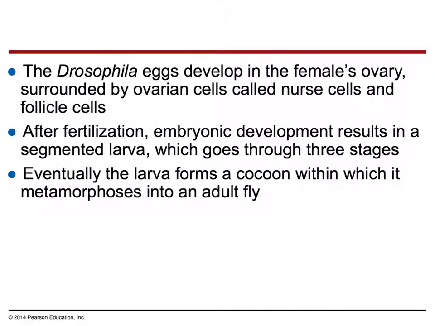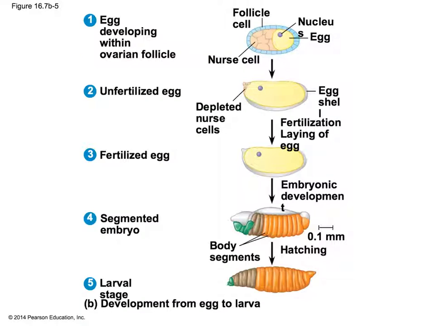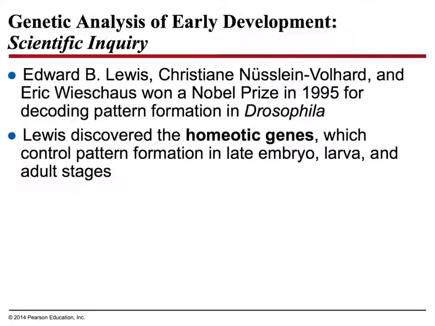You'll see. All right? So the eggs develop in the ovarian cells after fertilization, resulting in 3 stages. Okay, the segmented larva, basically 3 parts. And then the larva forms a cocoon in which it becomes an adult fly. Don't really care that much about the Drosophila.